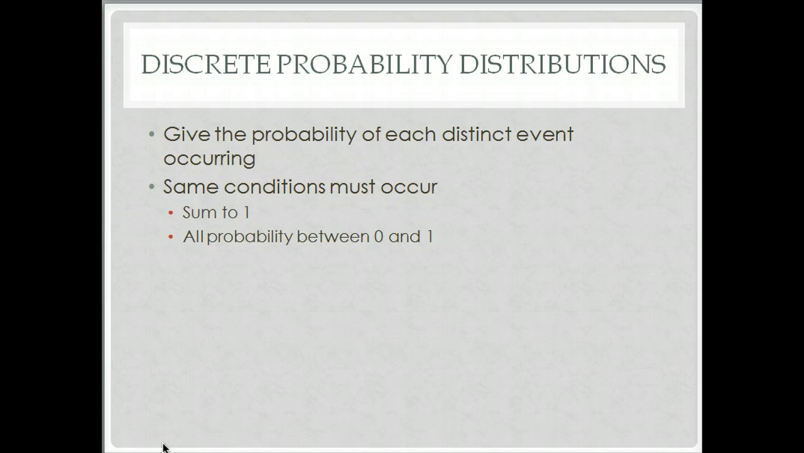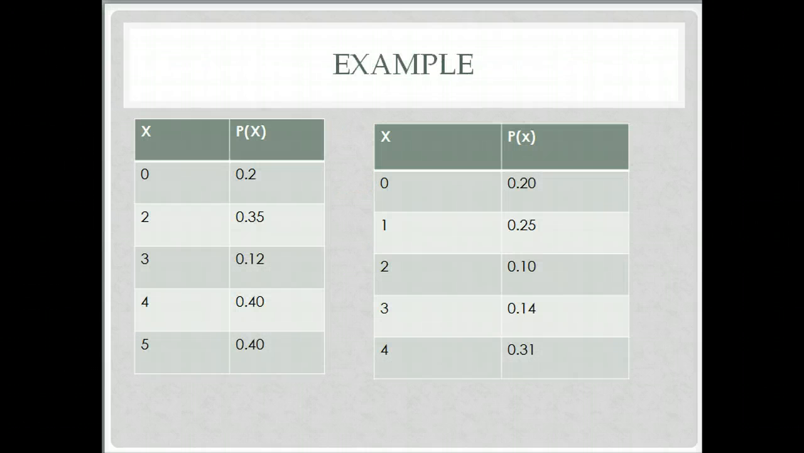of each event occurring. The same conditions must occur for a discrete probability distribution as any other probability distribution. They must all sum to 1, and the probabilities all must be between 0 and 1. So for example, let's look at two probability distributions.